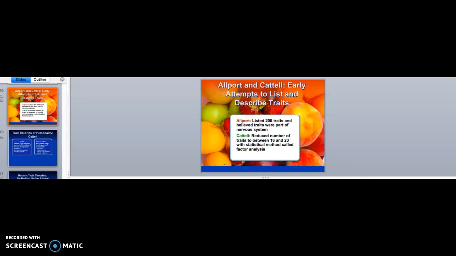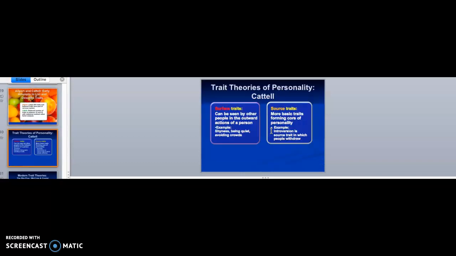And then Cattell reduced that number to between 16 and 23 more unique traits. And he used a statistical method called factor analysis to do that. So he basically took all of the 200 Allport used and said, well, there's some overlap. A lot of the traits Allport described, you could have 5 that were really describing the same kind of thing. And so he took it and reduced it down in that way. And there's where we got their theories.